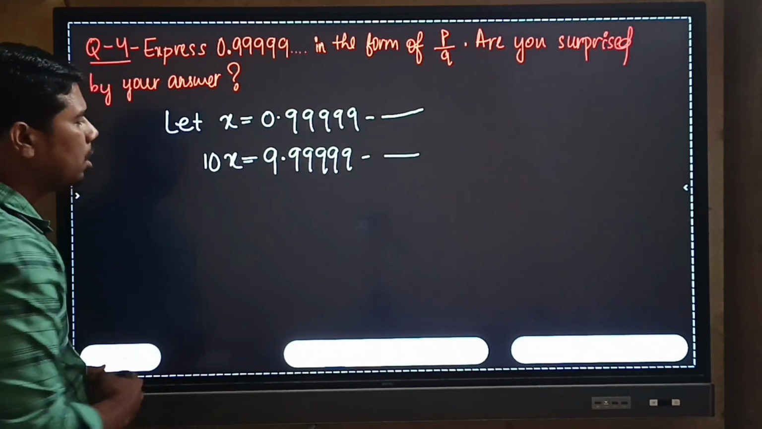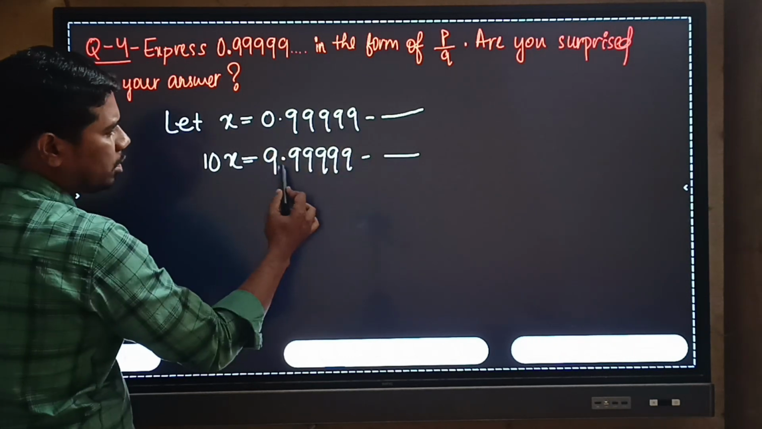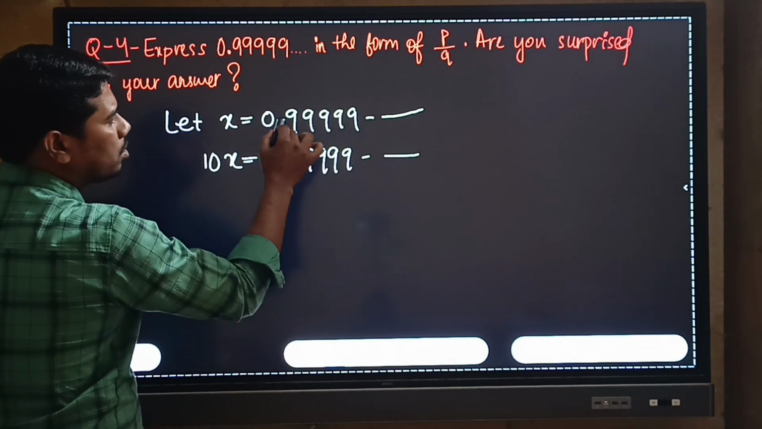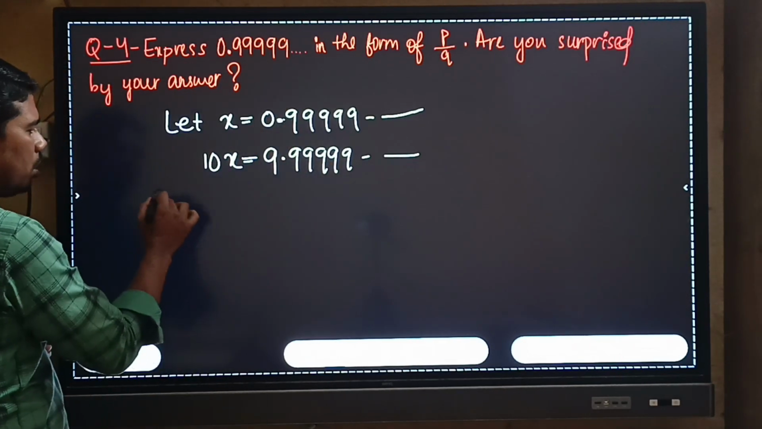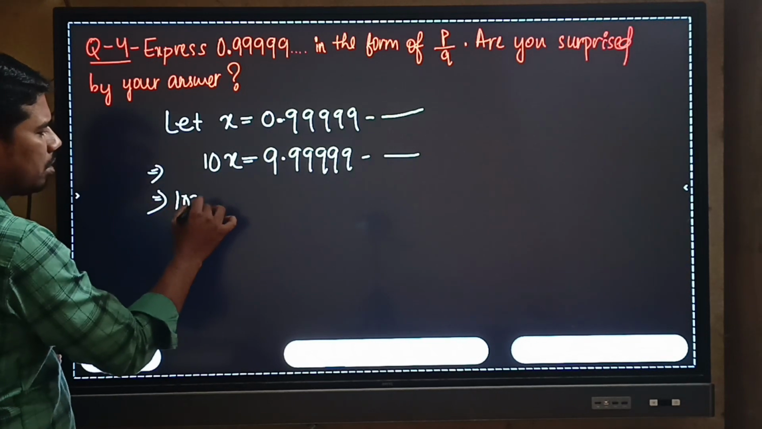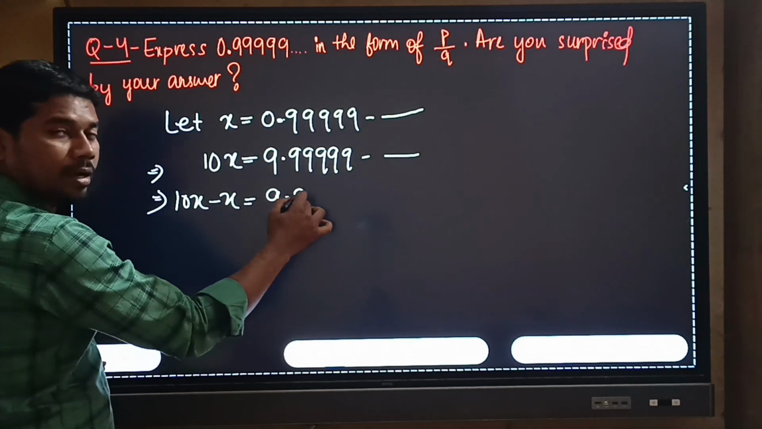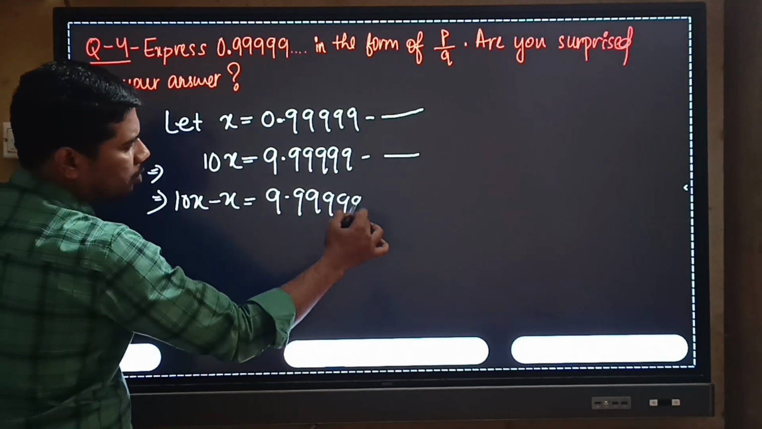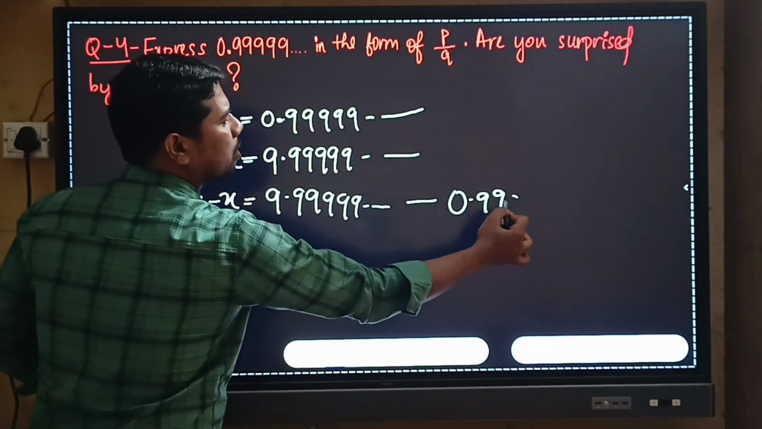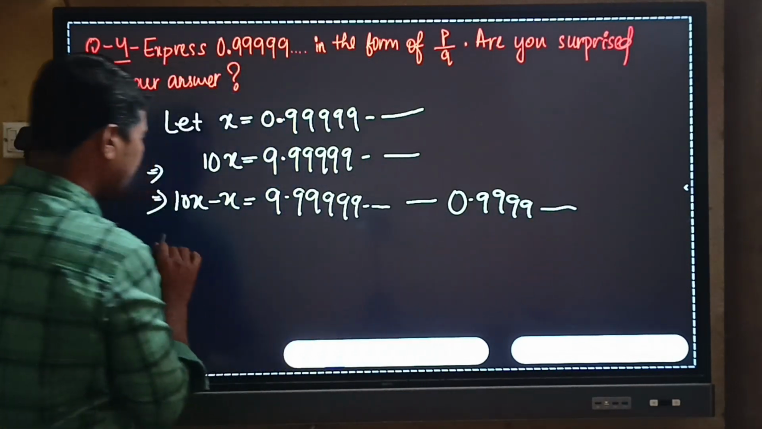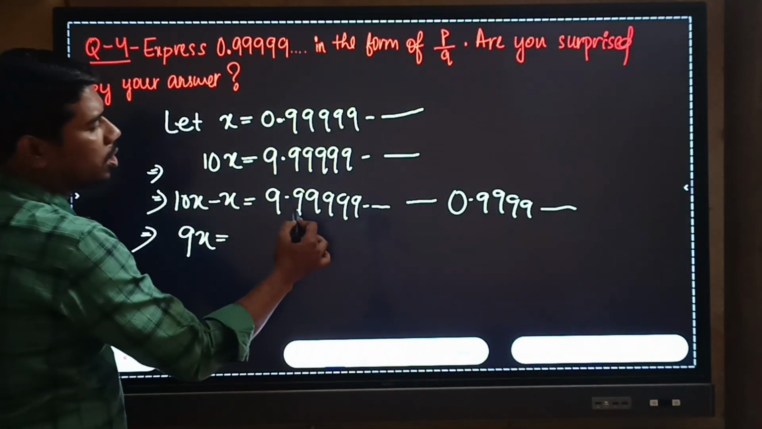9.99999. So now after the point here is also 99. Here after the point is 999. So then what will become? It will subtract. So I can write here 10x minus x. This one is 9.99999 dot minus 0.99999 dot. So 10x minus x, the result is 9x is equal to, after the point, 99999.